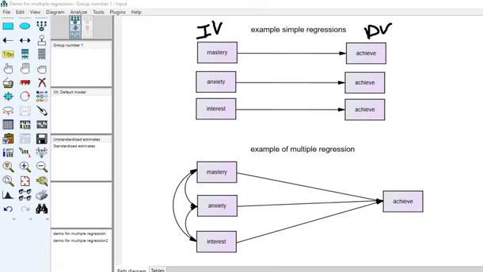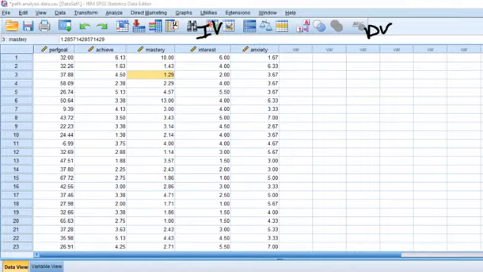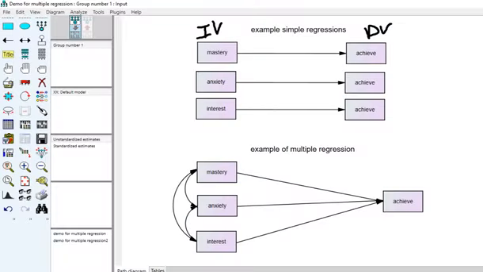So the boxes represent a measured variable or manifest variable, and that's the variable that we have data on in our data set. The single-headed arrow reflects the predictive relationship that we're studying. You can see right here I've got three separate simple regression models laid out. The first model has mastery goals serving as a predictor of achievement, anxiety serving as a predictor of achievement, and then another model where interest is serving as a predictor of achievement. So these are three simple regressions.